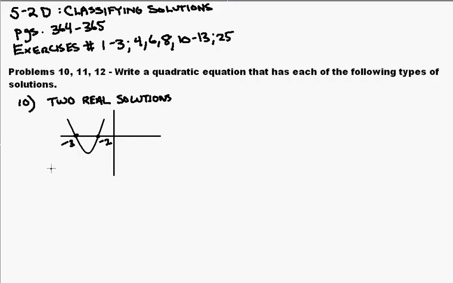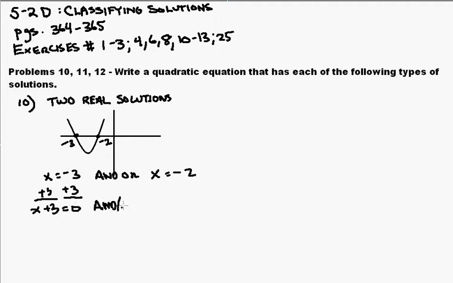So think about this. That means that my x has to be equal to -3 and or x equals -2. So going backwards in the process then, well then I know this would be +3 and +2. So now I have x plus 3 equals 0 and or x plus 2 equals 0.